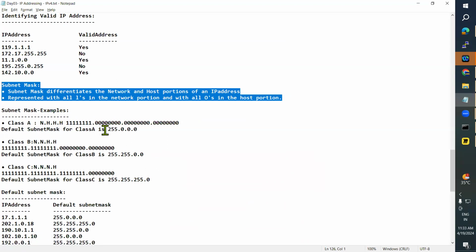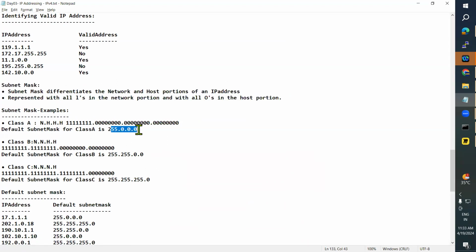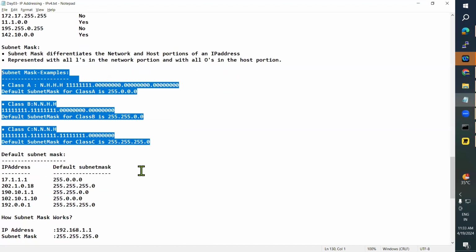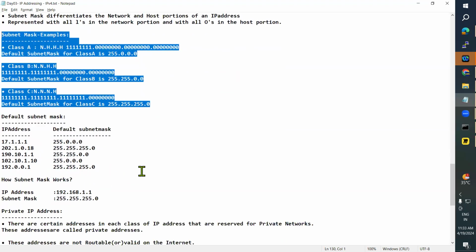Okay, so the class A subnet mask is 255.0.0.0. Class B is 255.255.0.0. Class C is 255.255.255.0. These are the standard subnet masks for each class.